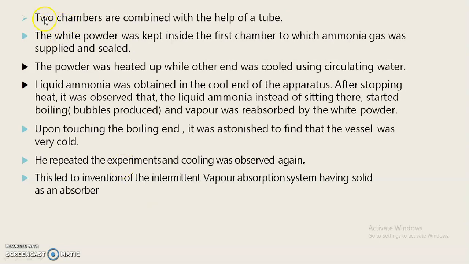In the setup, there are two chambers combined with the help of a tube. The white powder was kept inside the first chamber, to which ammonia gas was supplied and sealed. The powder was heated while the other end was cooled using circulating water. Liquid ammonia was obtained at the cool end of the apparatus. After stopping the heat, it was observed that the liquid ammonia started boiling. Bubbles were produced, and the vapors were reabsorbed by the white powder.